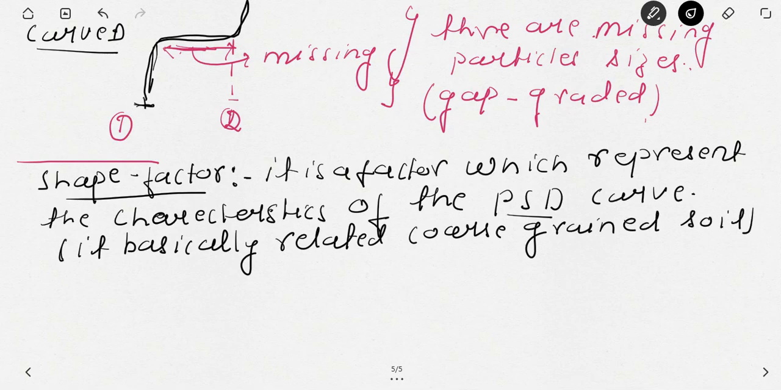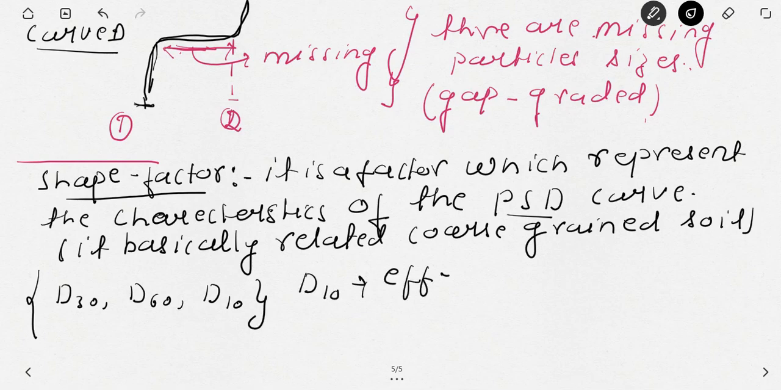Now, for coarse grained soil, there are some predefined particle size diameters which assume higher significance than others. What are those? Those are D30, D60, D10. And among these three, D10 is considered to be the effective diameter, effective size of soil. Okay, this is D10, the effective size.